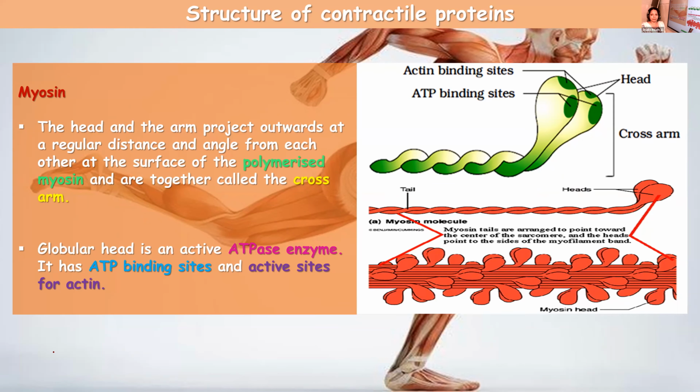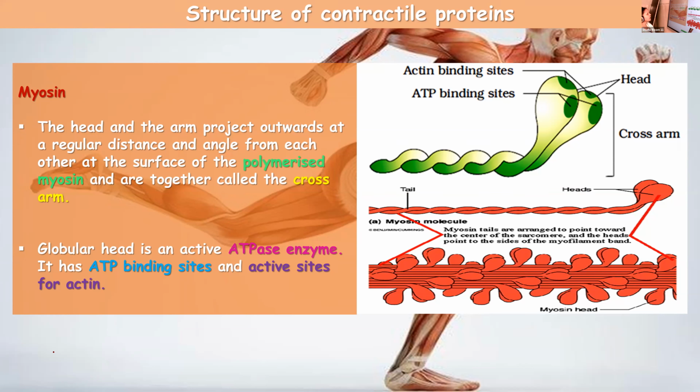When we discussed actin, I told you that actin has some binding sites where it will get attached with myosin. Similarly, myosin also has certain binding sites. On actin, binding sites are there for myosin. And on the myosin filament, binding sites are there for actin. And they have two binding sites.